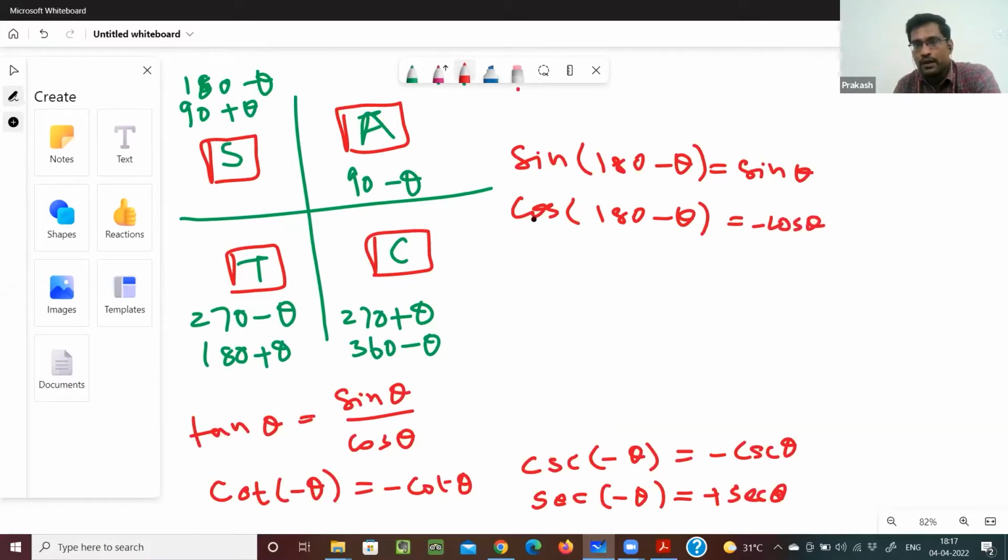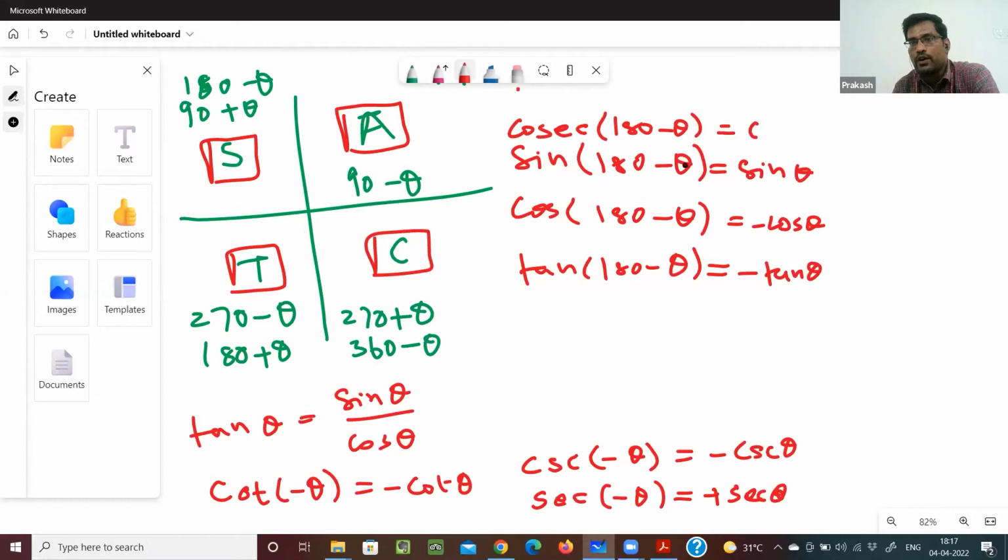Similarly we can write tan of 180 minus theta. I already gave these in the PowerPoint presentation. This is nothing but minus tan theta. You need to know that in the second quadrant only the sine function is positive, or otherwise cosecant of 180 minus theta is also cosecant theta, because we know 1 by sine is nothing but cosecant theta. So these things are very important.